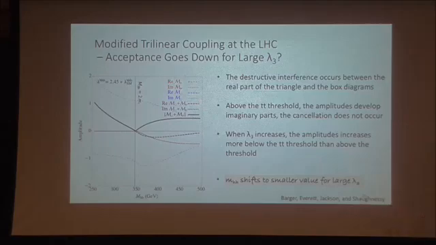Then when MHH crosses the 2 m_top threshold, the amplitude starts to develop imaginary parts. Separately, there are still cancellations between the real and imaginary parts, but in terms of cross-section, the cancellation is not there anymore. That means if we increase the value of the trilinear coupling from here, the amplitude increases more below the 2 m_top threshold compared to above it. Then in the distribution of MHH, we see the distribution shift to smaller values for large values of the trilinear coupling.